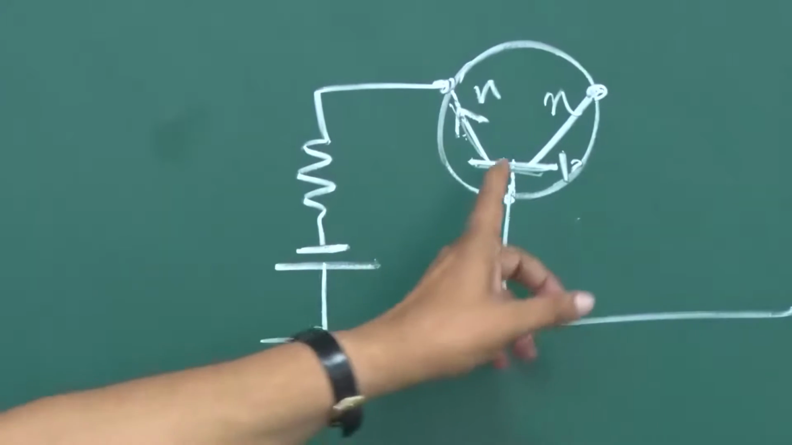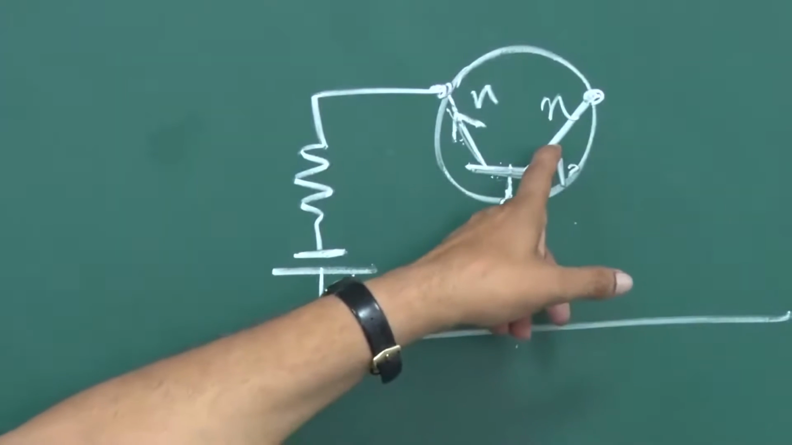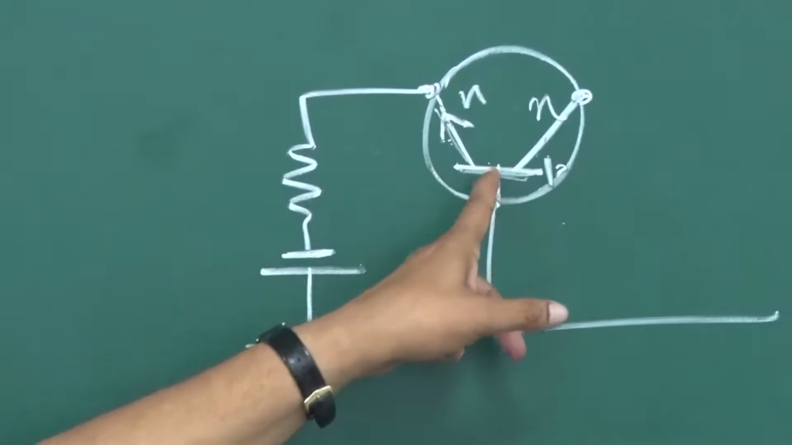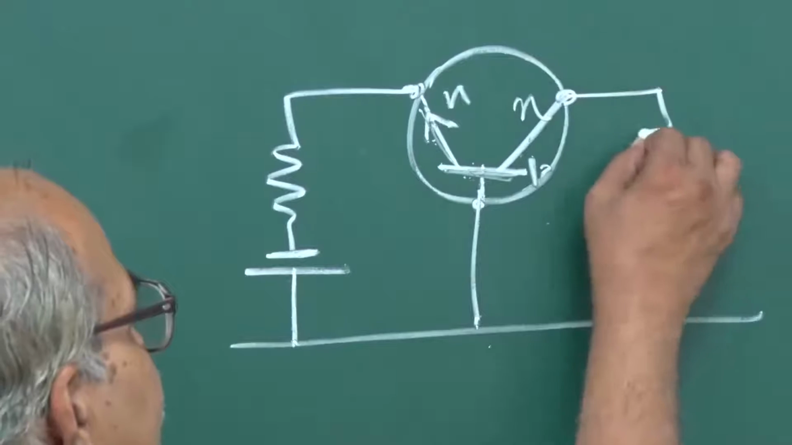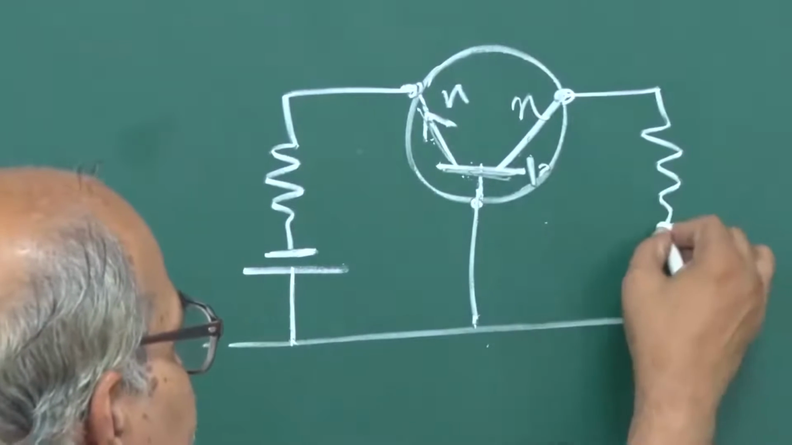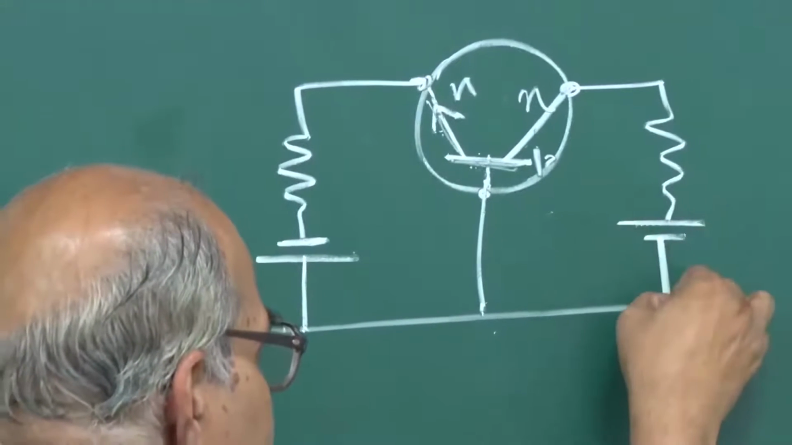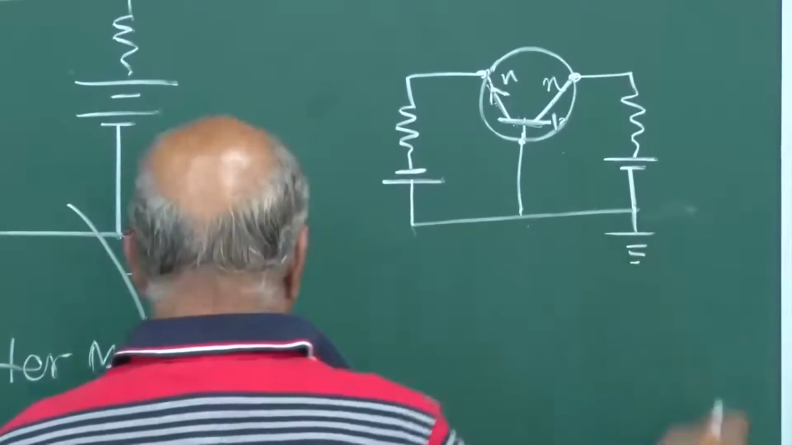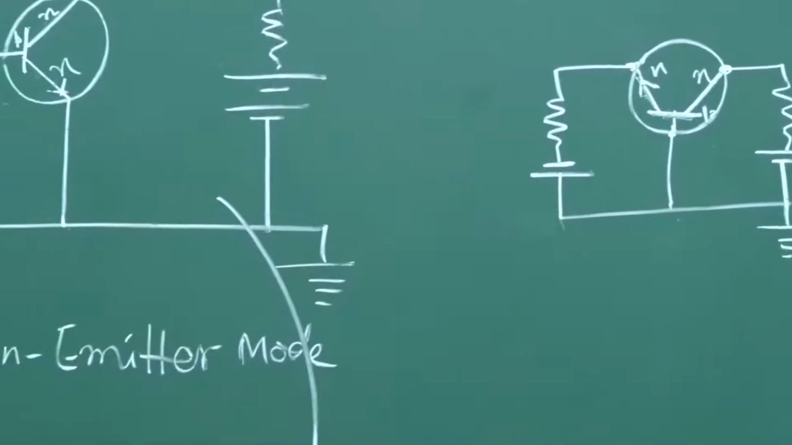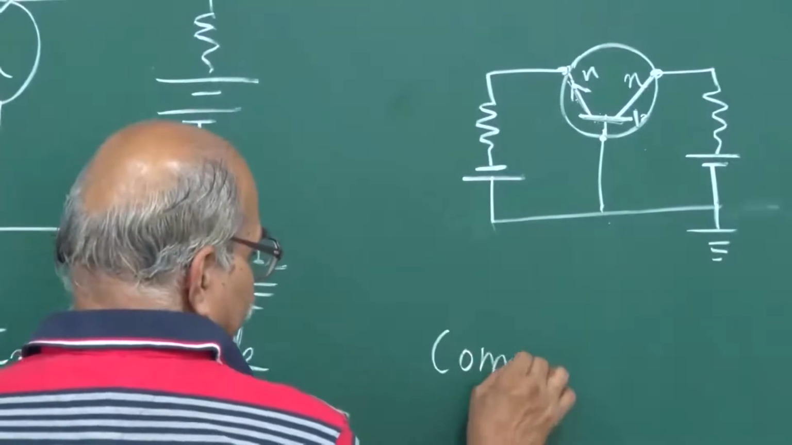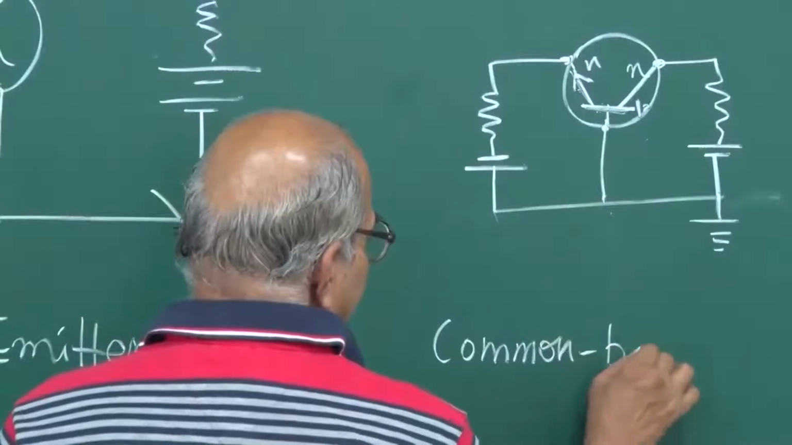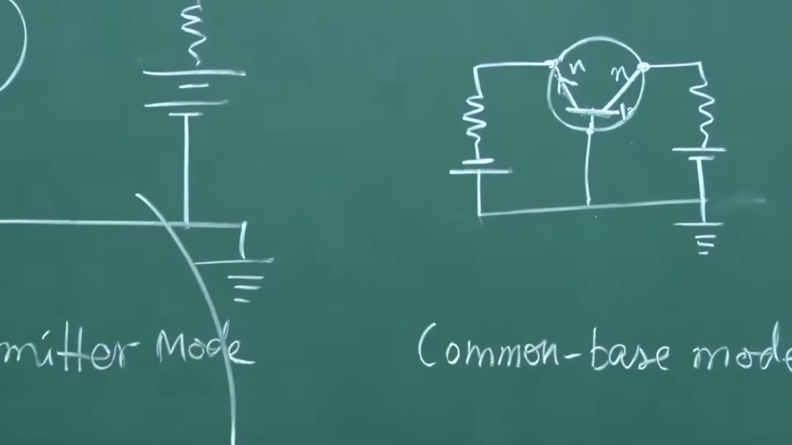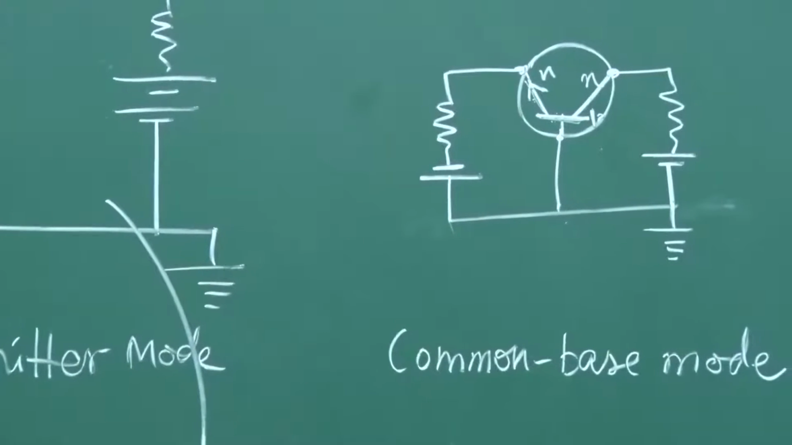On the other side, this base-collector junction should be reverse biased, and this is N. So this N should be at a higher voltage as compared to this, and so if you put a resistance here and a battery here, this should be positive here and negative here. Okay, you can call it ground, and so on. So this is common base mode, right?